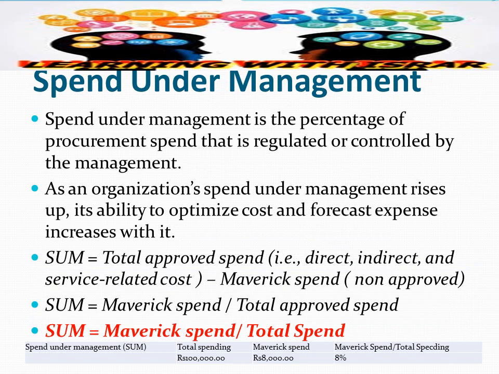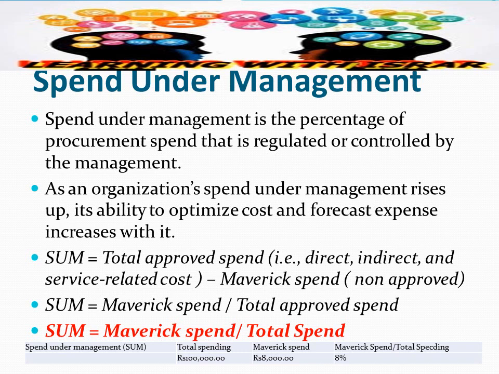Okay, then comes another very important KPI, spend under management. This is the percentage of procurement spend that is regulated or controlled by the management, like spend under the management's budget. As an organization's spend under management rises, its ability to optimize cost and forecast spend increases. So if we go over the management spend, it might hurt our optimization of cost and our expenses.